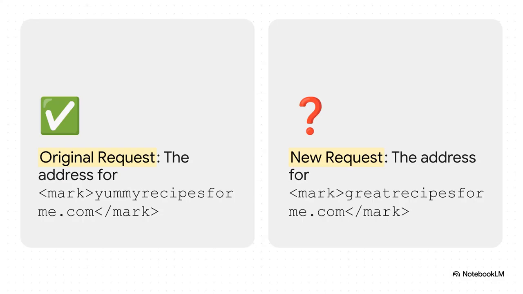And here it is. This is the aha moment. This is the clue that cracks the whole case wide open. Look closely. Our computer isn't asking for the original site, yummyrecipesforme.com anymore. It's now asking for a very similar but different site, greatrecipesforme.com. It's such a subtle change, but in a digital investigation, these subtle little changes, they are everything.